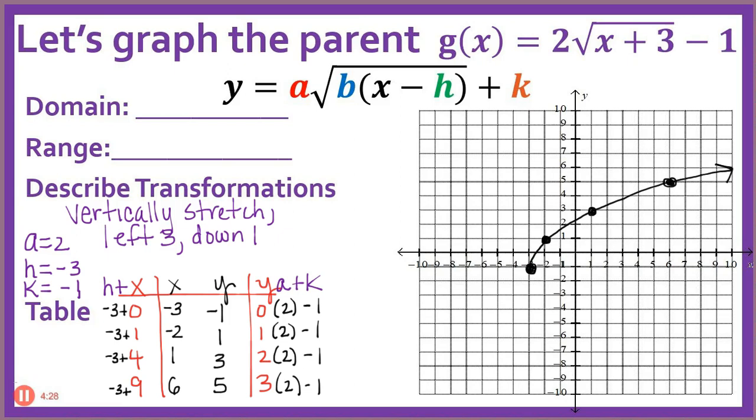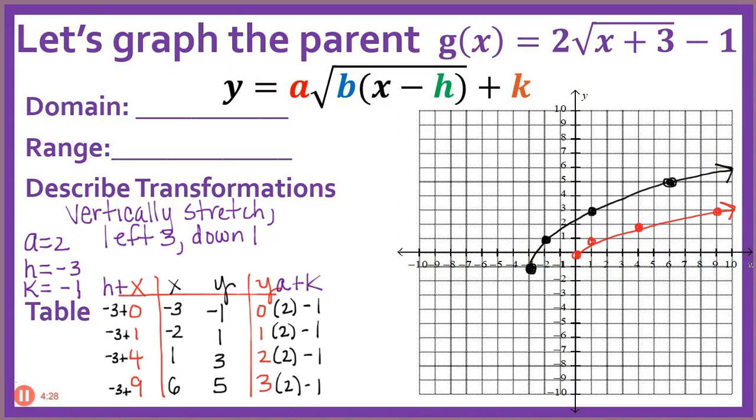I'm going to quickly graph the parent as a comparison. And if you look at it, this red graph is the parent. If you compare the black graph to the red graph, you can see that it is vertically stretched because it is being pulled up. It moved to the left 3, and it also moved down 1.